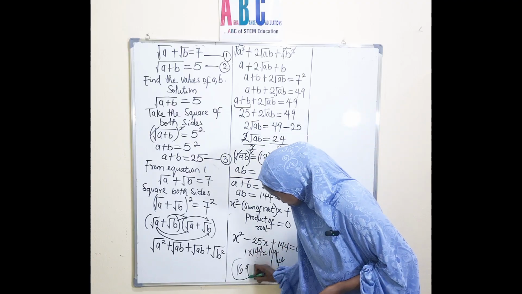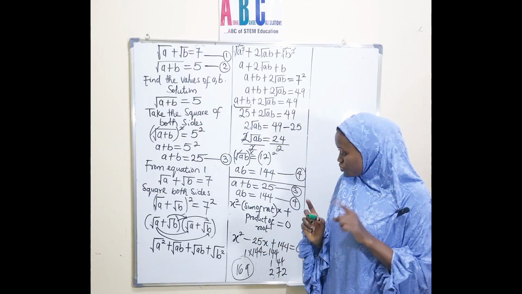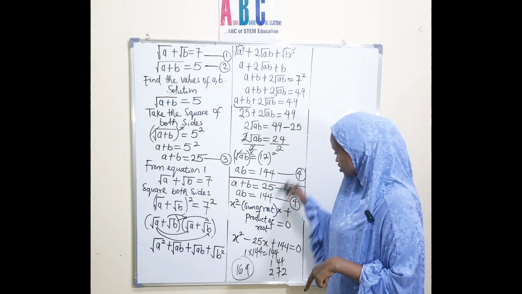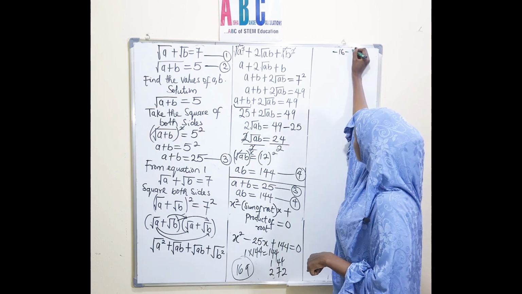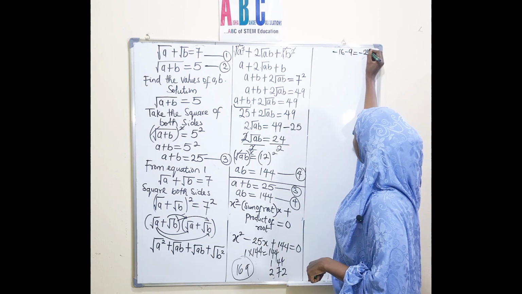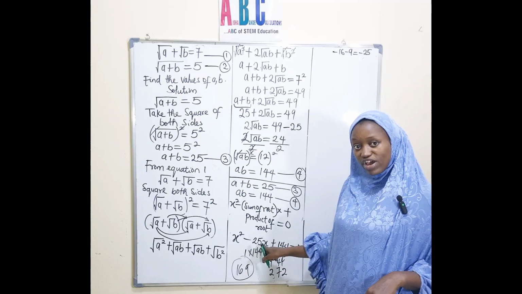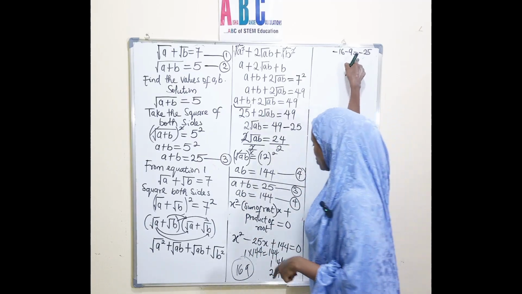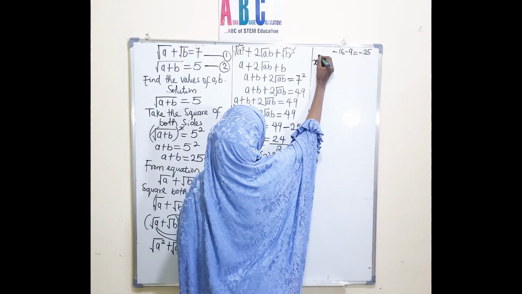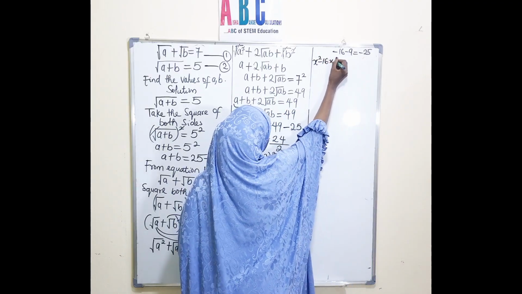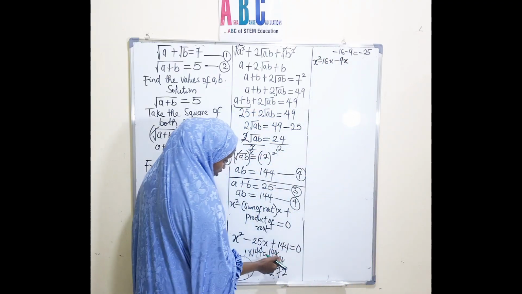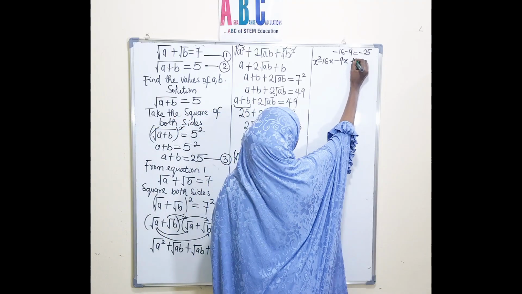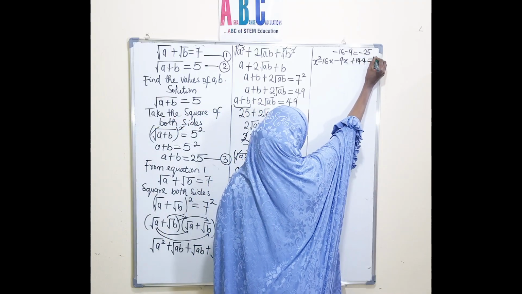So let's pick 16 and 9. What do we do to 16 and 9 to get minus 25? If you say minus 16 minus 9, this will give us minus 25. So that means we're going to replace the minus 25x with minus 16x minus 9x. So let's continue. So the equation becomes x squared minus 16x minus 9x, then the third term, which is plus 144, is equal to 0.